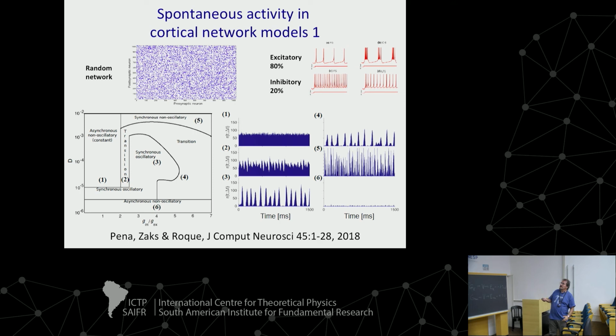And by constructing a random network model, so not really cortical-like, but just random, populated by excitatory and inhibitory cells in the right proportion and modeled by two-dimensional leaky integrate-and-fire models like the Izhikevich or AdEx that I've shown to you, with synapses that can change in strength, but not in a plastic way.